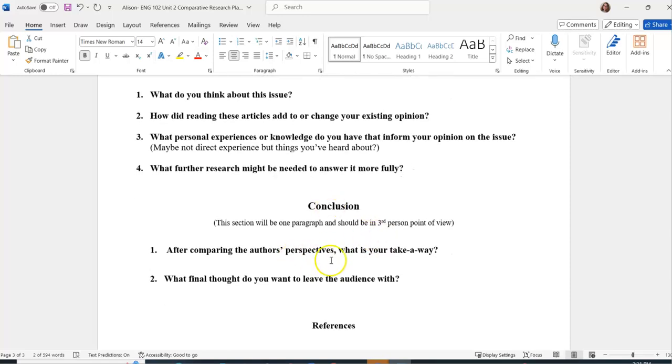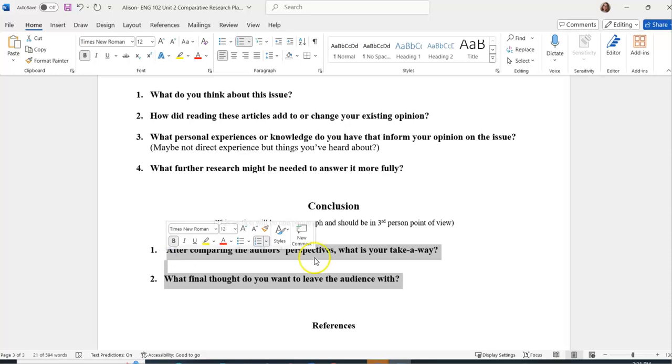Then in the conclusion, now that you've done this comparison, what's your biggest takeaway? And what final thought are you going to leave the audience with? How are you going to tie it all up and wrap it all up?